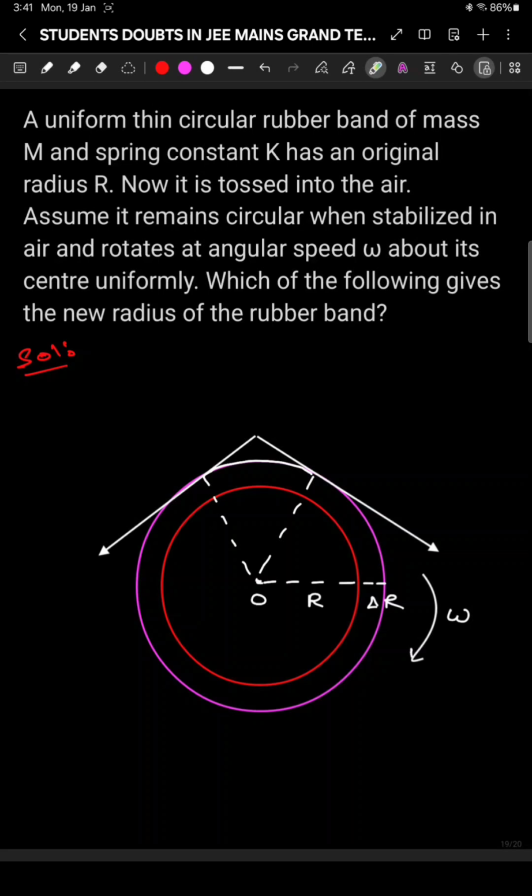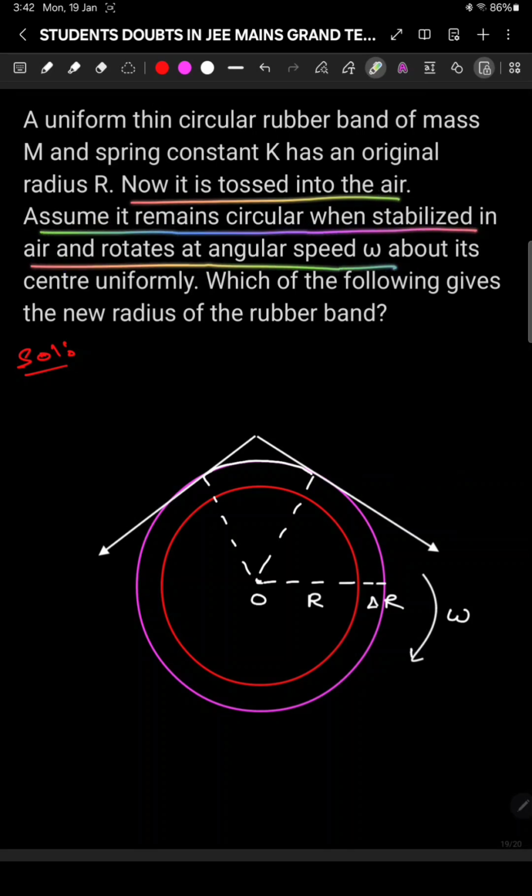Today let us discuss a problem based on circular motion. In this it is given a uniform thin circular rubber band of mass m and spring constant k has an original radius r. Initially it was a circular rubber band having radius r. Now it is tossed into air. Assume it remains circular when stabilized in air and rotates at angular speed omega.